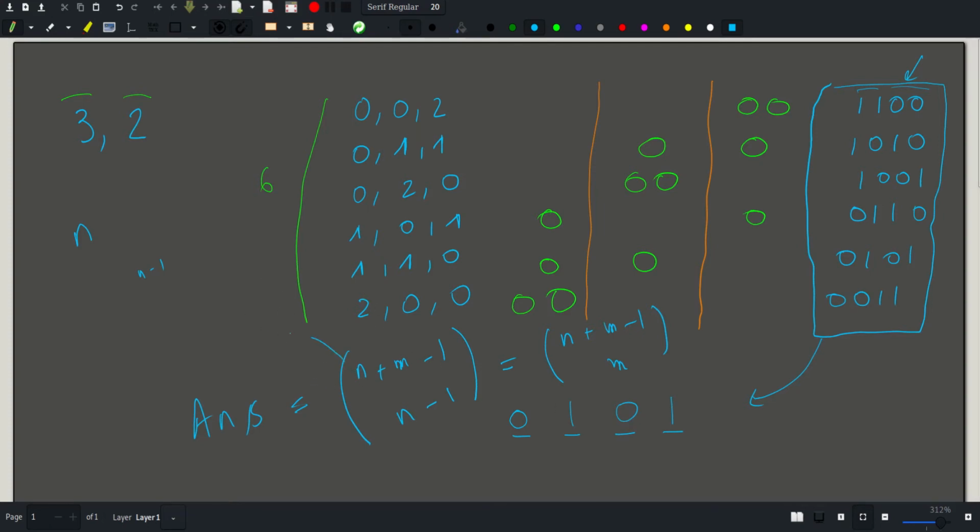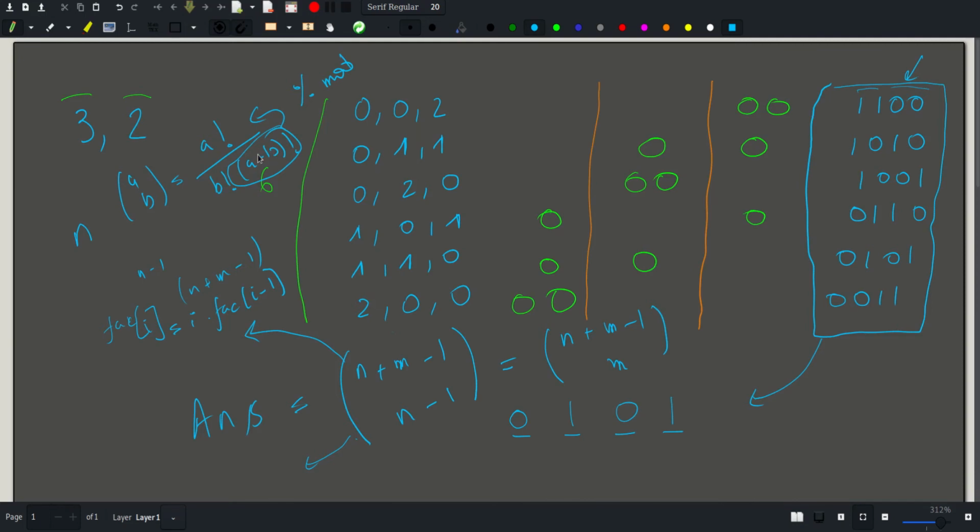As we saw in previous problems, we can compute the binomial coefficient by first computing the factorial of all numbers up to n plus m minus 1. We do this recursively, since the factorial of i is equal to i times the factorial of i minus 1. The binomial coefficient of a, b is equal to a factorial divided by b factorial times a minus b factorial, and we want to calculate this modulo our prime number. So we need to bring this to the numerator, and we do that by multiplying by the modular inverse of this. As we saw in previous problems, this was equal to the modular exponentiation of this raised to mod minus 2.